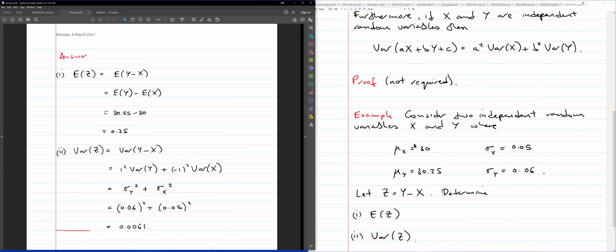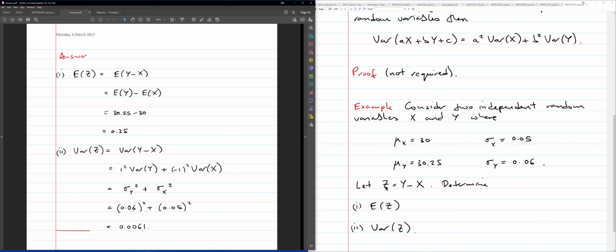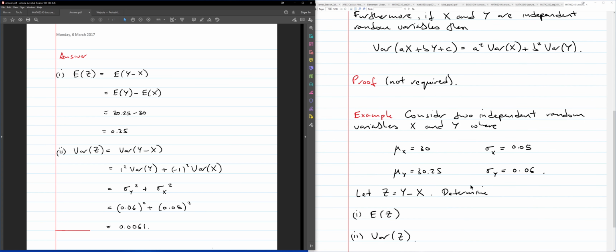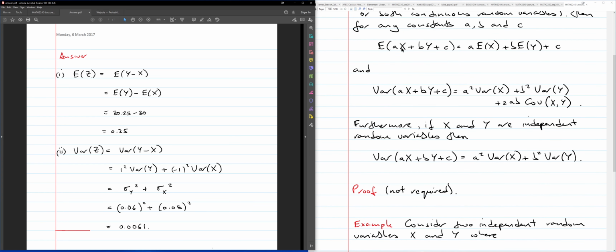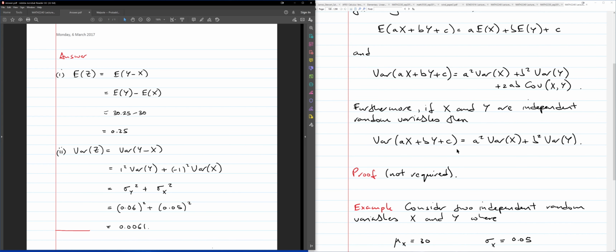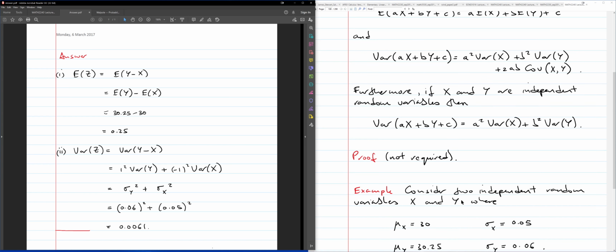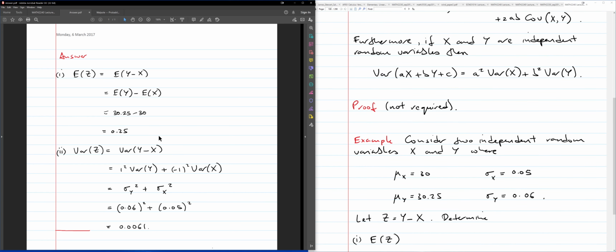What we want to do is calculate the expected value of z, and we want to calculate the variance of z. What we're going to do is use this result over here, this first one, and then this third one over here. We're using this third one because we're given that x and y are independent.